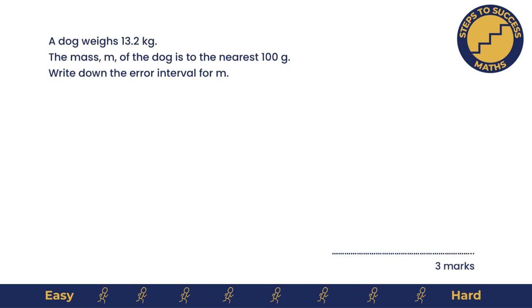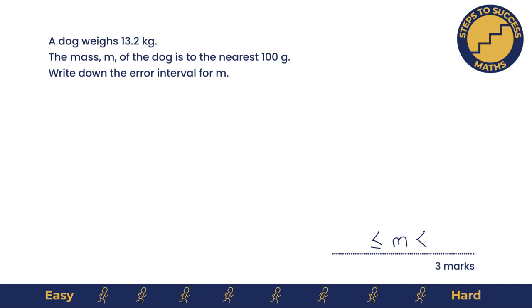A dog weighs 13.2 kilograms. The mass m of the dog is to the nearest 100 grams. Write down the error interval for m. So again, write the error interval in first, m in the middle, then your two symbols, and remember this one on the right does not include the equal sign.